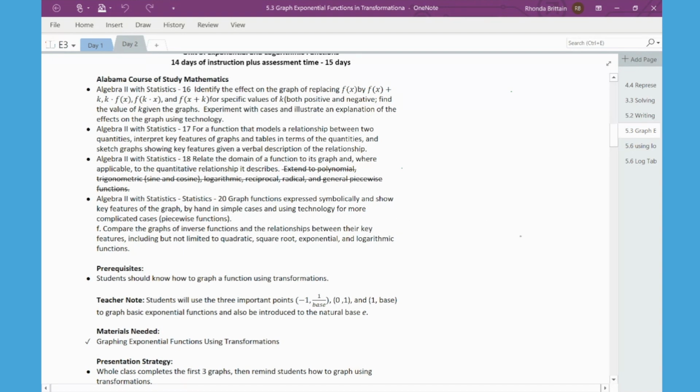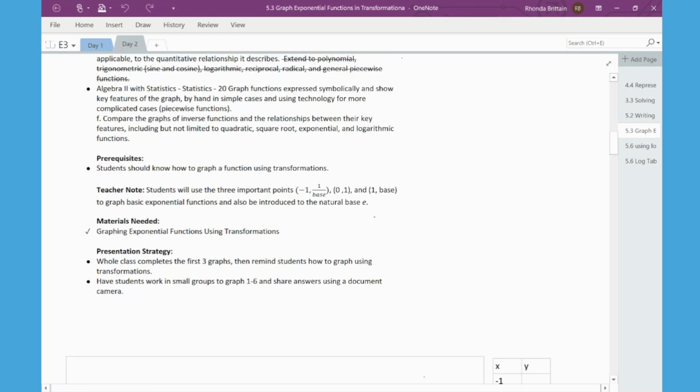One thing that I wanted to point out on the teacher note that is also on the scope and sequence is that we want to look at the 3 points for each of these graphs. So when x is -1, we're always going to get the y value 1 over the base for the parent function. When x is 0, we'll get +1, and when x is 1, we'll get whatever the base is. So once we apply the transformations, we're actually going to be shifting those 3 points of interest.